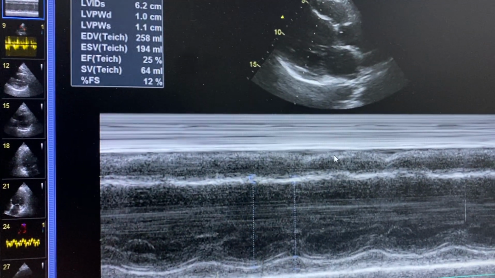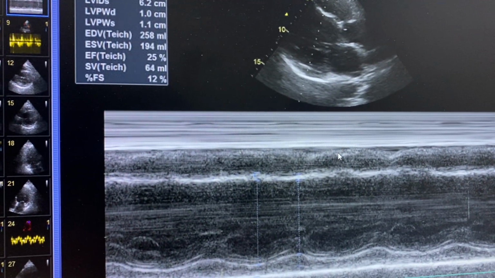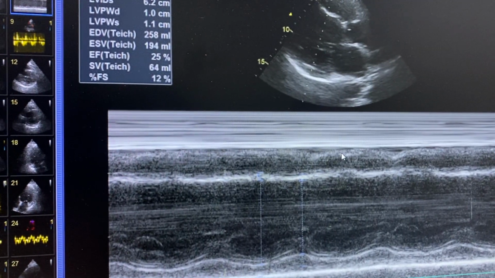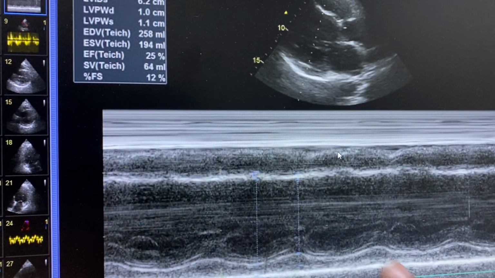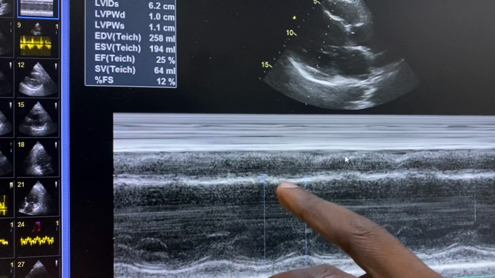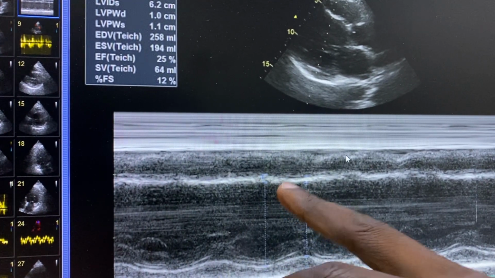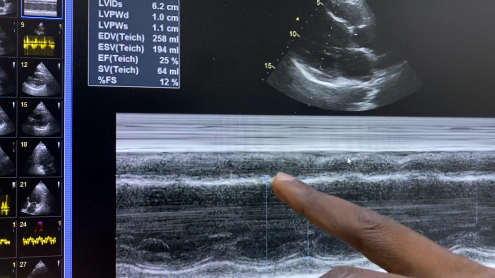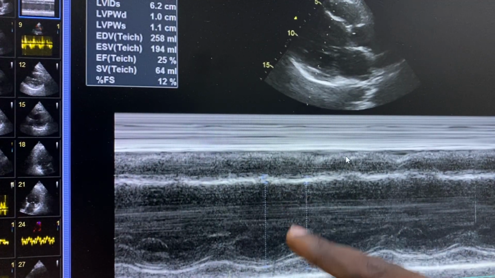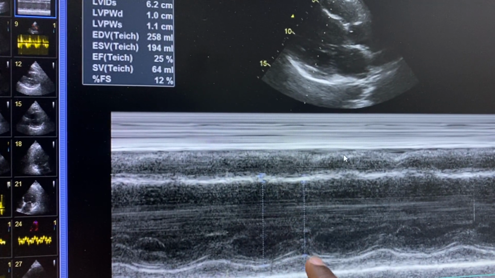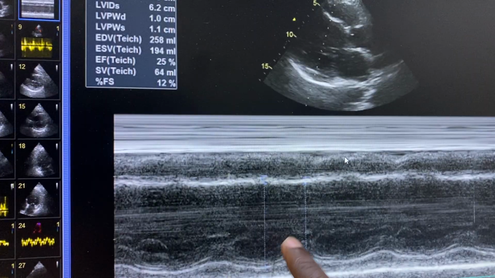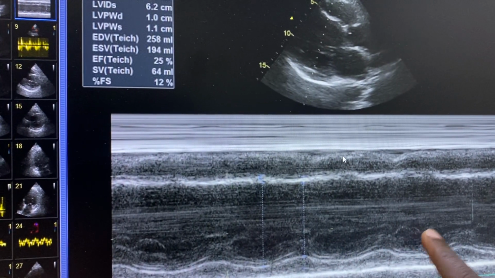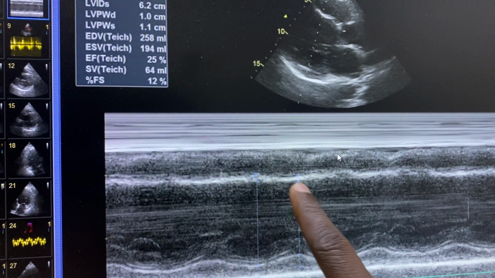Akinetic means it's not moving. Hypokinetic means it moves but less. So this one is almost not moving. We can clearly say that it's akinetic or severely hypokinetic in this segment compared to this side, the posterior wall. It is moving, but this one is always flat.